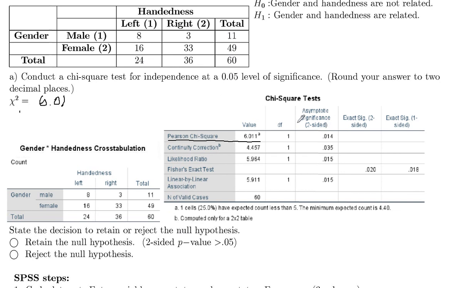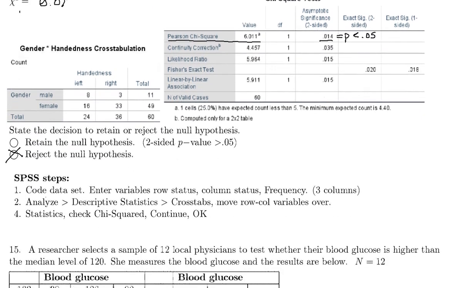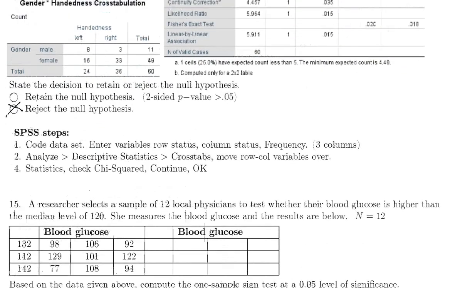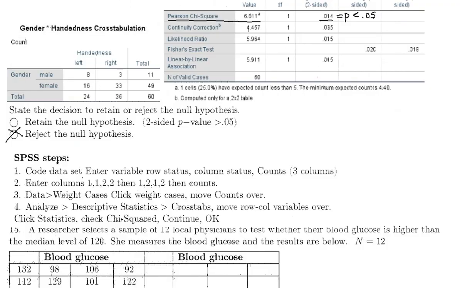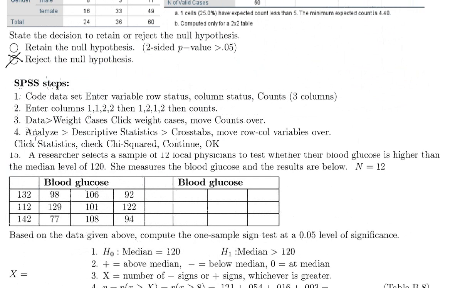So again, we're looking at our two-sided significance here, and it is 0.014. That's a p-value, and that is less than 0.05. So we are going to reject the null hypothesis. And again, your SPSS steps are right here below the problem.